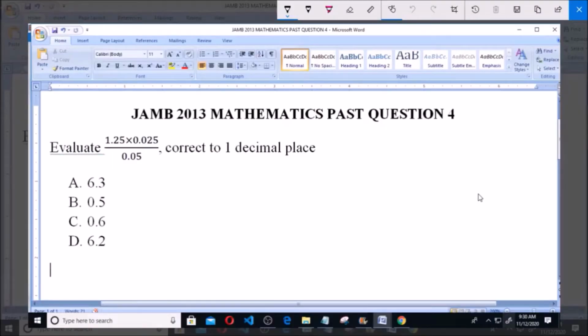I will be answering JAMB 2013 Mathematics Past Question 4. Evaluate 1.25 times 0.025 over 0.05, correct to one decimal place. So we have to evaluate 1.25 multiplied by 0.025 over 0.05. Now we are asked to correct to one decimal place.